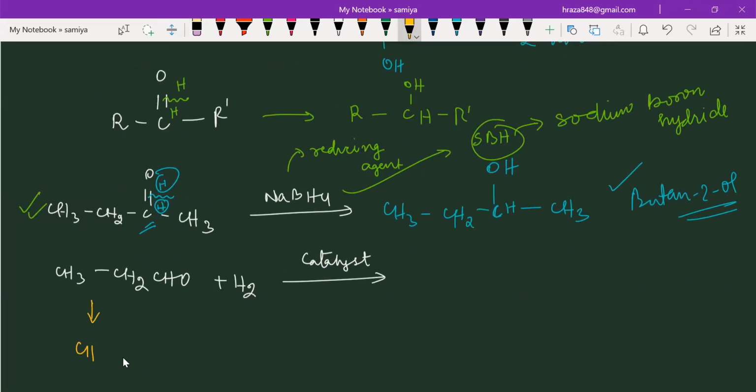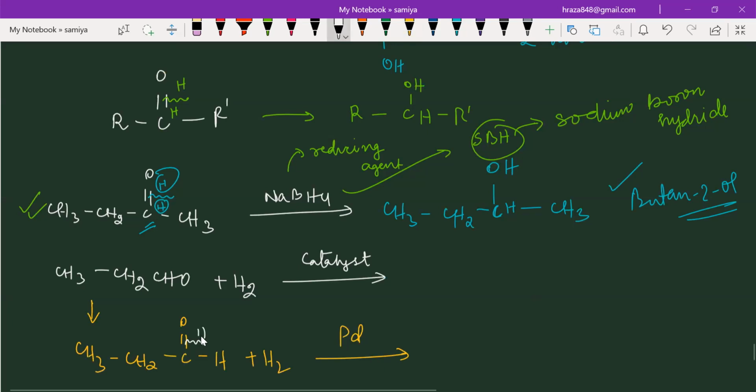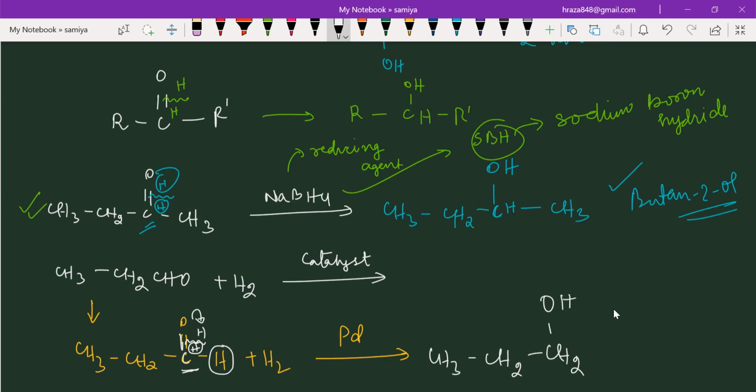Now you can see this is also very easy. Can I write this as CH3, CH2, C double bond O, H, and you are going to add H2 in the presence of catalyst palladium. So what will happen here? One of the bonds will be broken like this, and all the other parts will be the same. Now this carbon already has H, and this H will be added, so it will be CH2, and this carbon is connected with a single bond to oxygen, and this oxygen will attach with this hydrogen. So this is propanol.